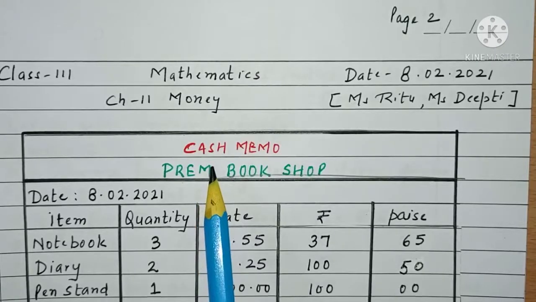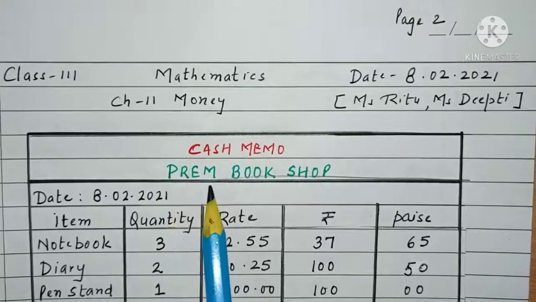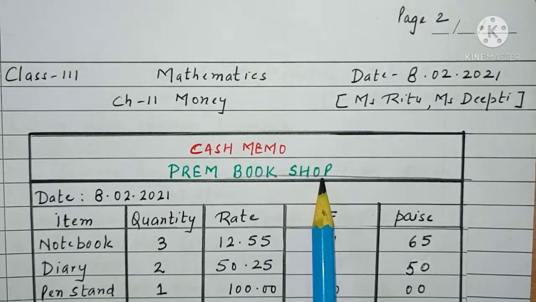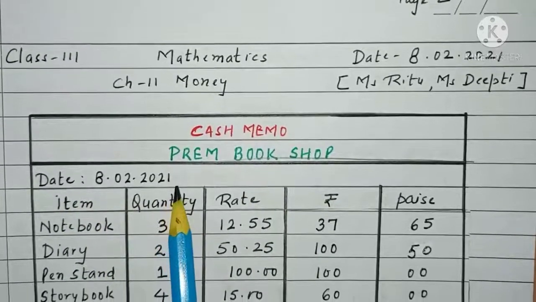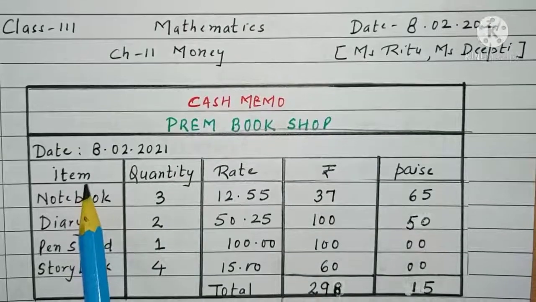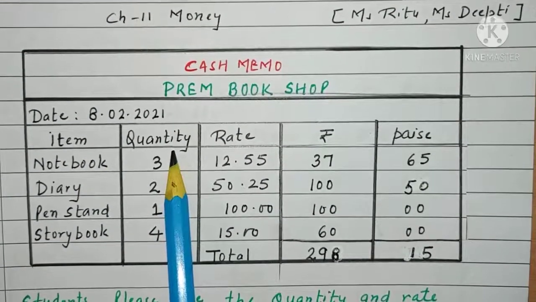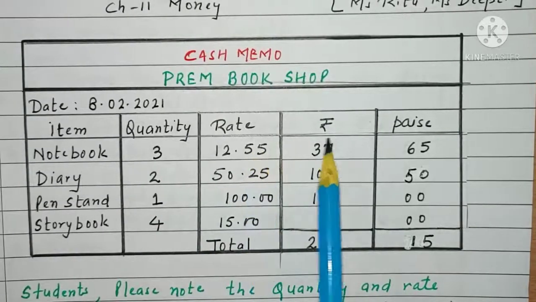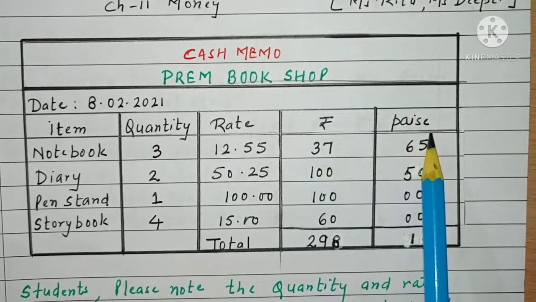Now to prepare a cash memo, first of all see the name of the shop is written on the top. Then the date for which we are doing the purchase. The items to be purchased, the quantity, that is the number, how many things we are taking. The rate is given over there, the money in rupees and paise.